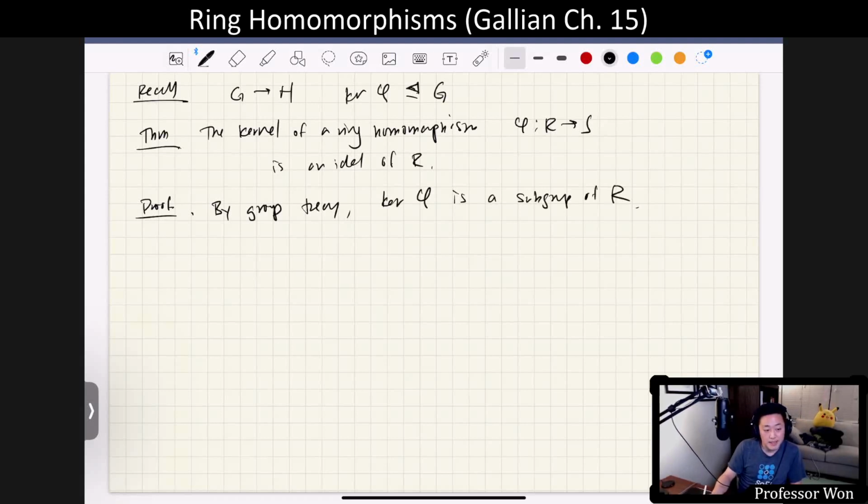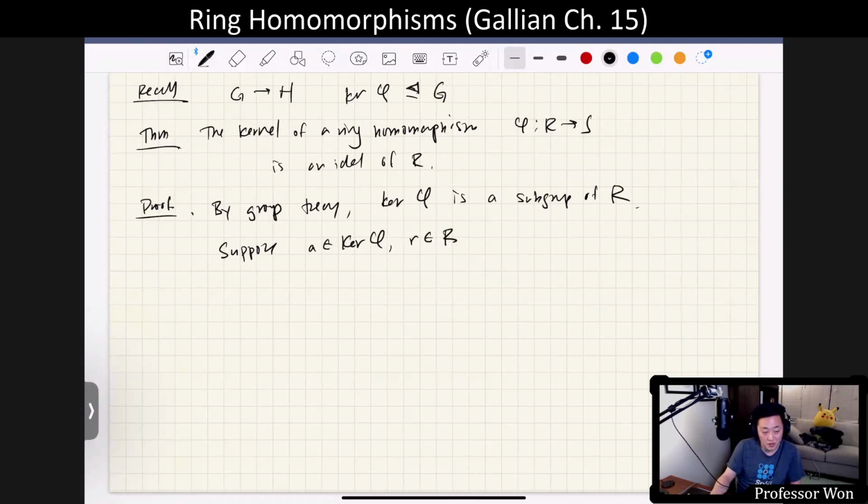So we just need to check, is it an ideal? In other words, does it absorb multiplication, right? So suppose that A is in the kernel of phi and R is any element in R. I'd like to show that RA and AR are both in the kernel of phi.